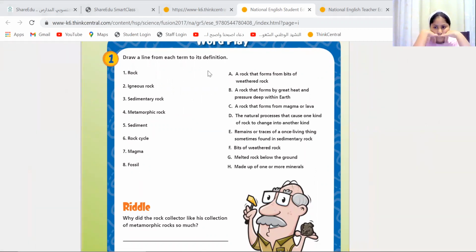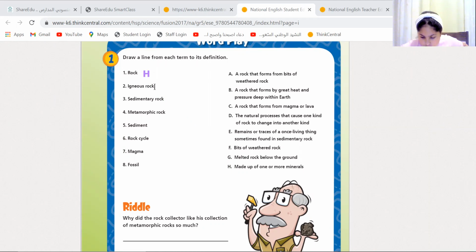Draw a line from each term to its definition. Rock made up of one or more minerals. H. So rocks, excellent. H. You can write the letter H or you can match the line. Do whatever is suitable for you. I think writing the letter next to it is more clear. Can I do it? Yes, of course. The second is for you.